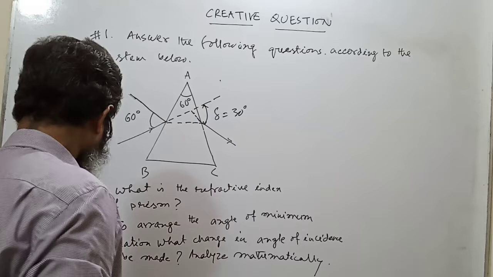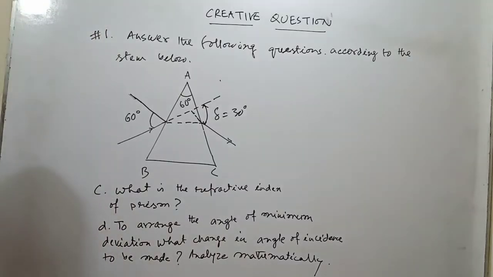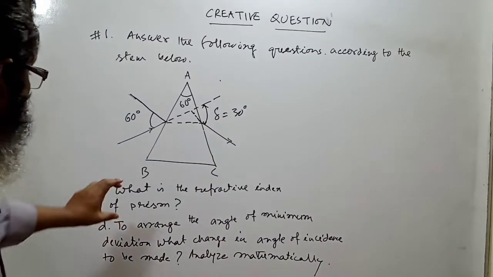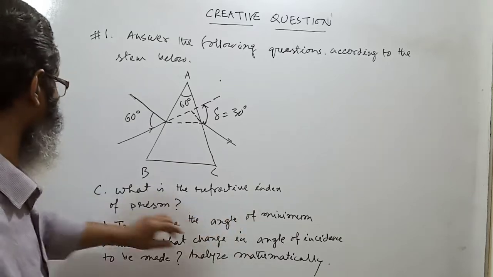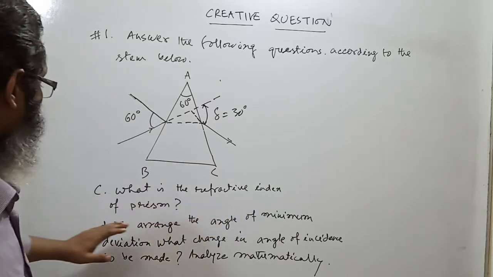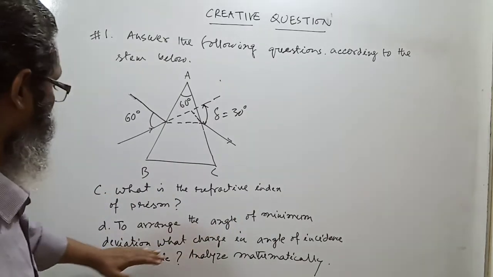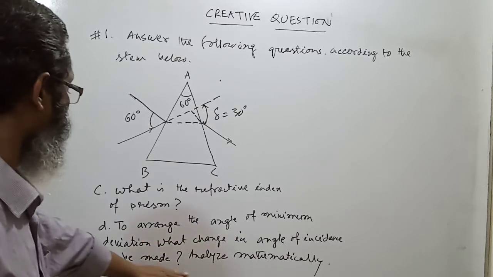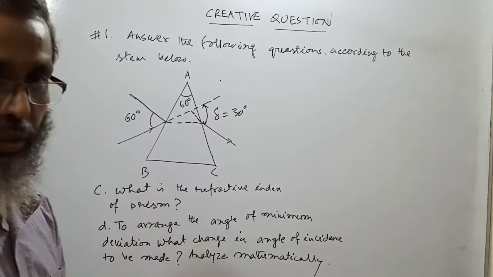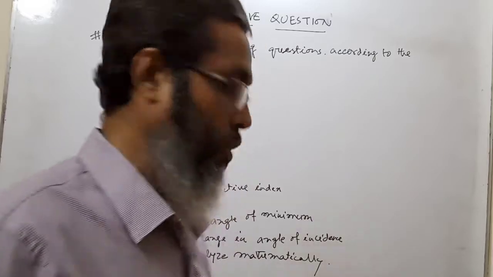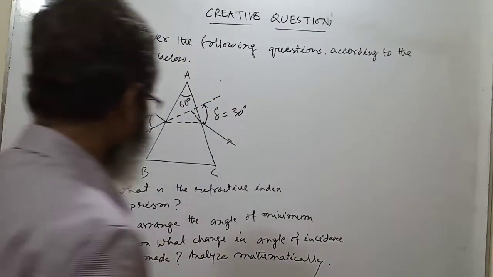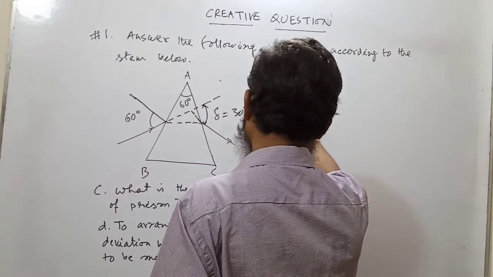Okay. Here are two questions. Number C, what is the refractive index of prism. Number D, to arrange the angle of minimum deviation, what change in the angle of incidence is to be made? Analyze mathematically. So we will go for solving C and D now. That is number C.